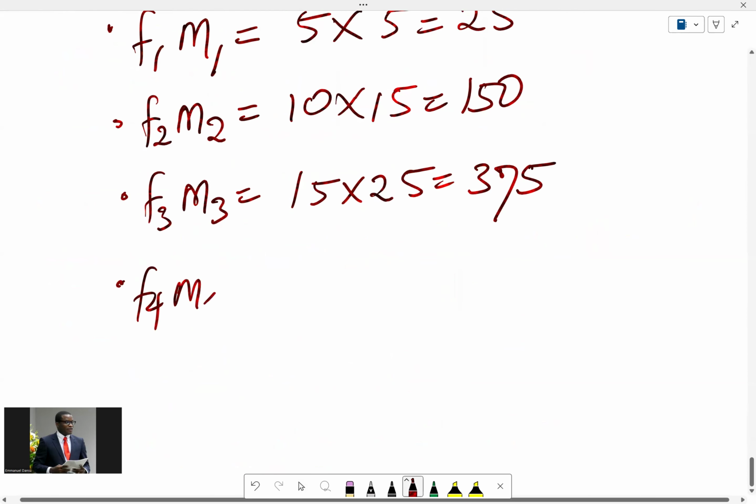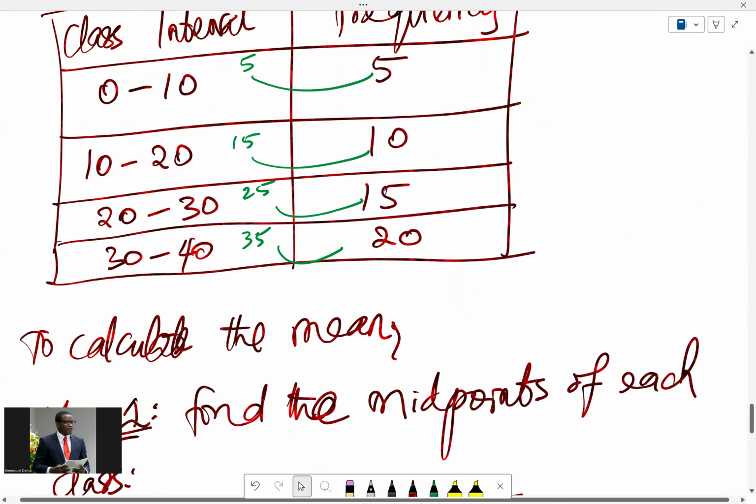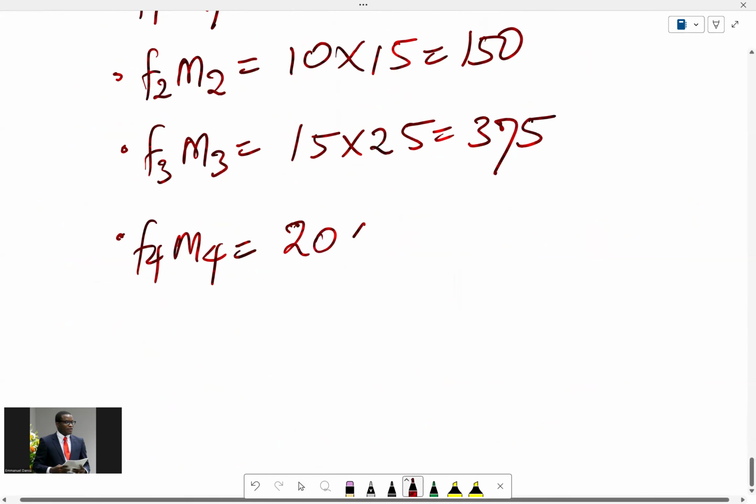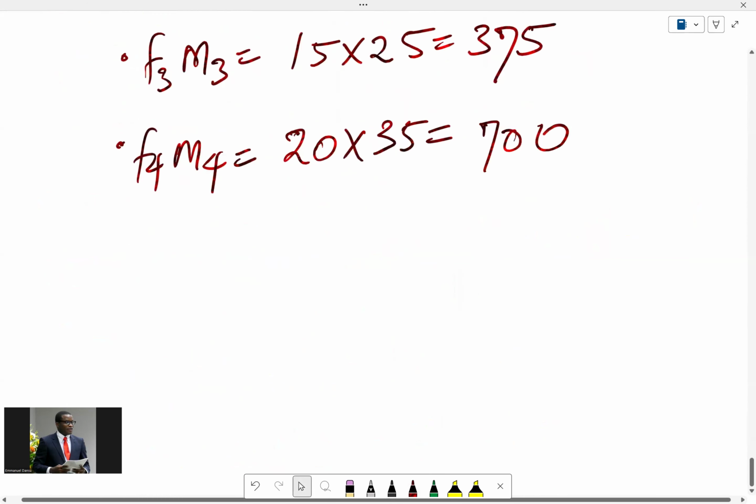F4, M4 is 20 by 35. 20 multiplied by 35, that is 700. Okay, that's the third step.